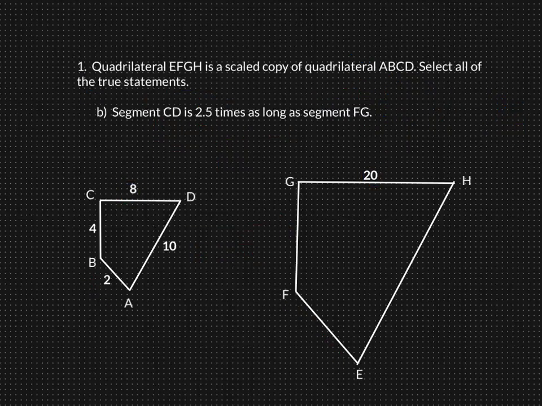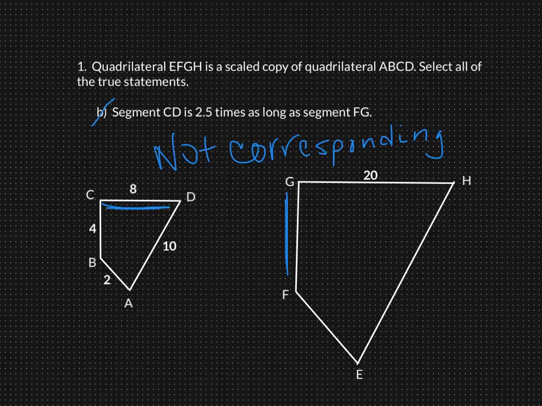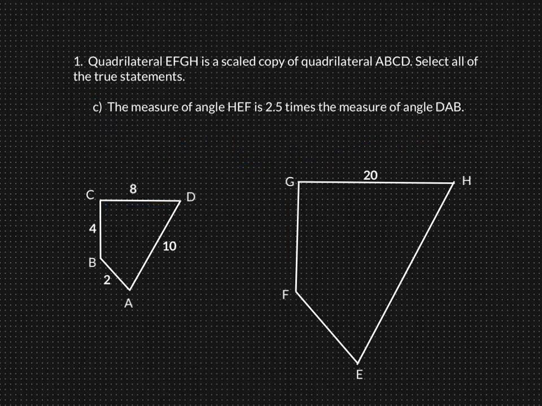Now we're looking at CD. Is it 2.5 times as long as FG? Now these two are not corresponding, so we already know off the bat that we shouldn't even be comparing them, so B does not work.